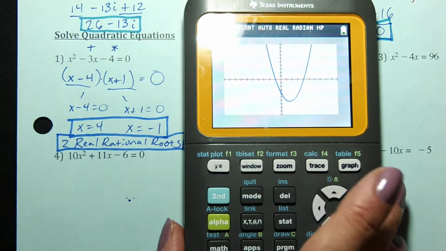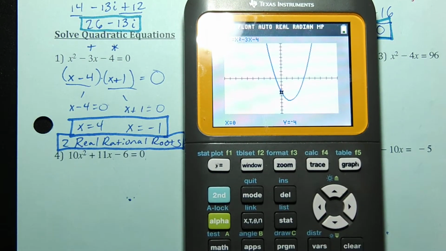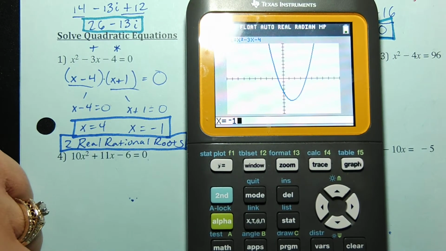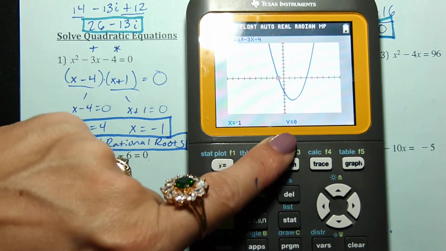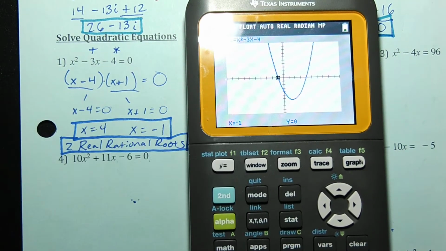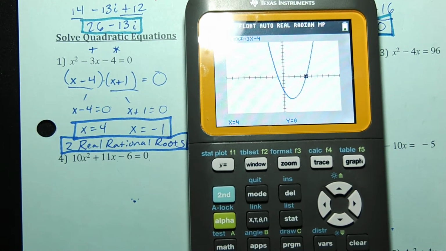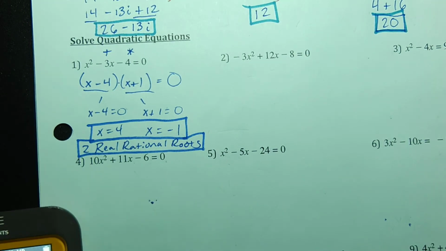So I'm on my graph, I hit trace, I type -1, and what should I get for a y value? This is truly a solution. We should get a y value of 0. This verifies that -1 is a root, and if I type 4, it shows me that that indeed is my other solution. Folks, your calculators are here as a tool. You still have to show me how the factoring works or how the quadratic formula works, but your calculator is a tool for checking. We're going to go ahead and look at this next one.